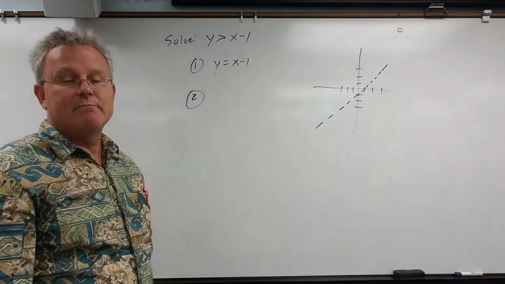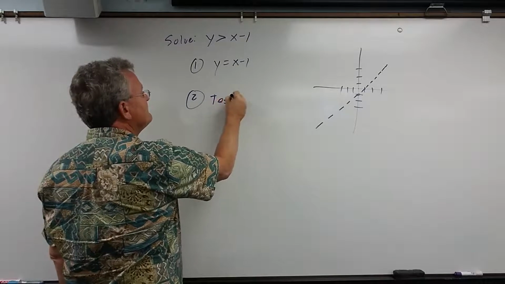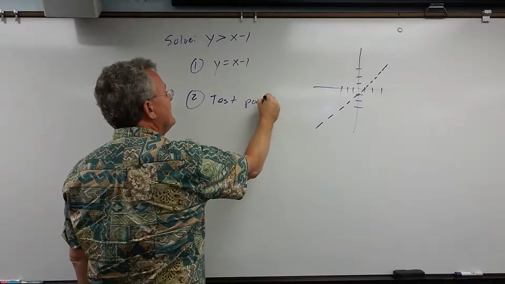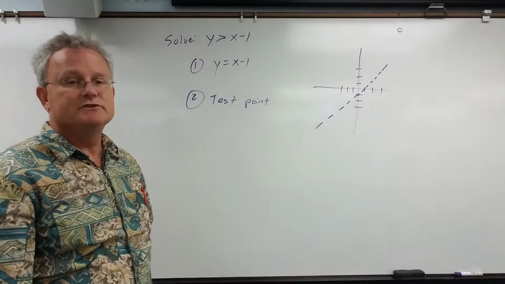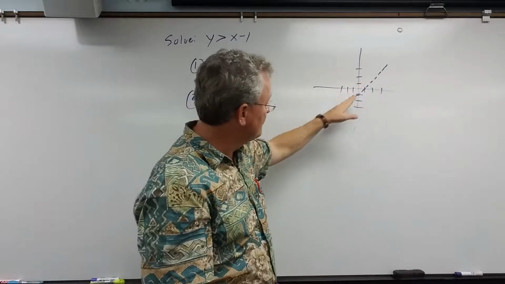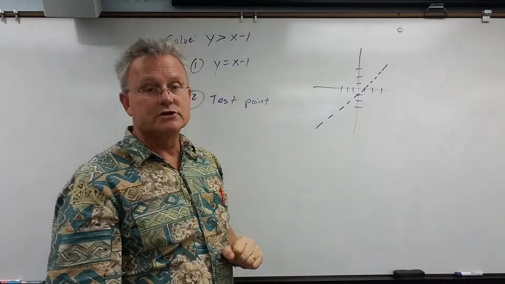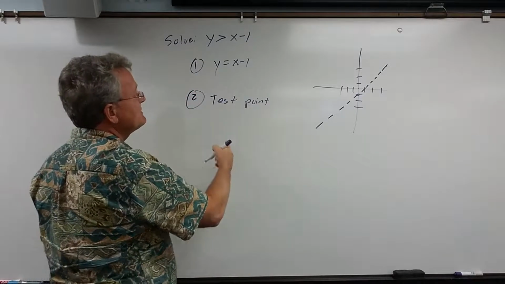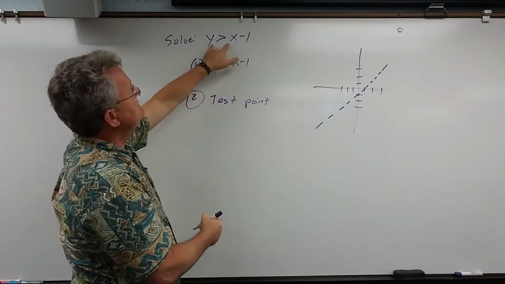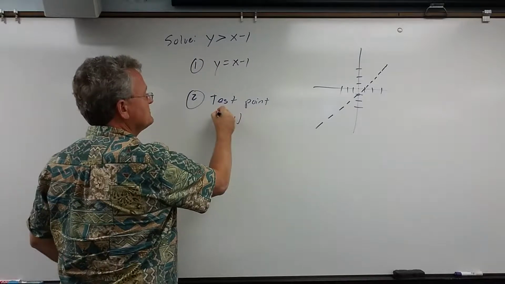The second step is pick a test point. And I always pick the point 0, 0. The only time you really can't use that is if your graph, dotted or a solid line, goes through the origin. But if it doesn't, I pick the test point. We plug it into the original, so the test point I'm going to pick is 0, 0.